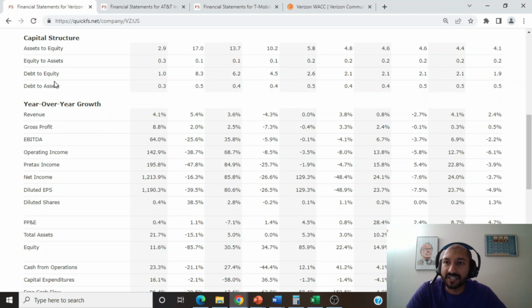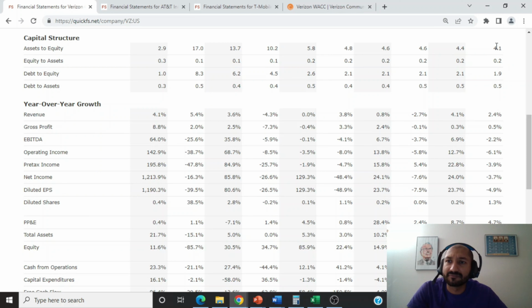Next is the debt to equity ratio. This ratio compares the company's total debt to its shareholders' equity. Ideally, we want the company's debt to equity ratio to be 1.0 or less. Back in 2013, the company's debt to equity ratio was at 1.0. It got to a high of 8.3 back in 2014, and then it has been trending down to a low of about 1.9 in 2022.